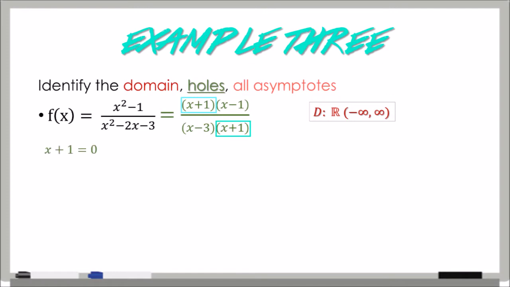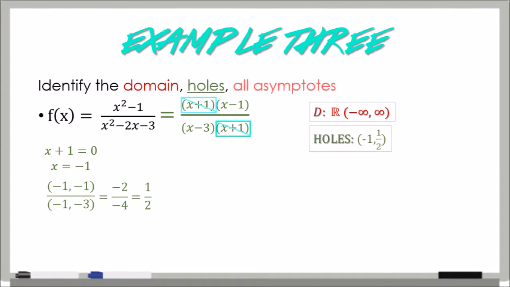We want to set our factor to 0. When we solve for x, we get x equals negative 1, but beware that x equals negative 1 is not the whole hole. It's only one of the coordinates. So to get the other, we're going to take x equals negative 1 and plug it into our reduced function. Now that I know x plus 1 matches, we can cross those out of our function. So that means my parentheses will be negative 1 minus 1 over negative 1 minus 3. Simplify the equation, then reduce it, and we end up with our hole, which is (negative 1, 1/2).